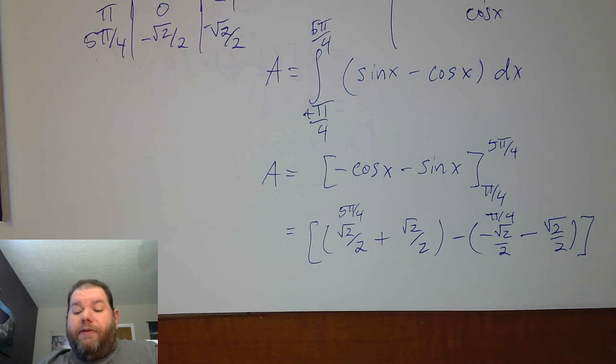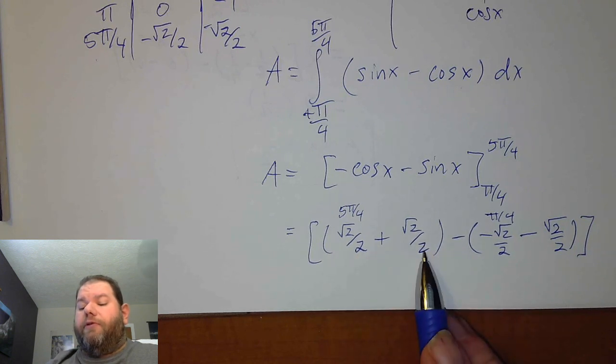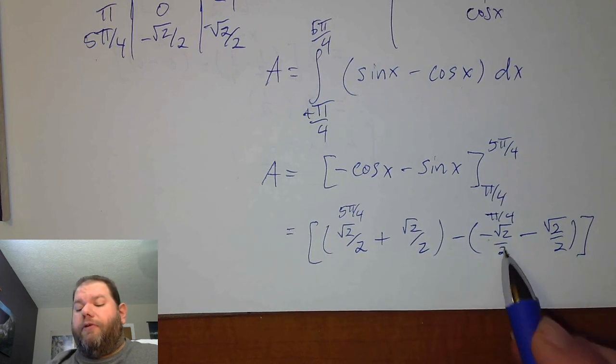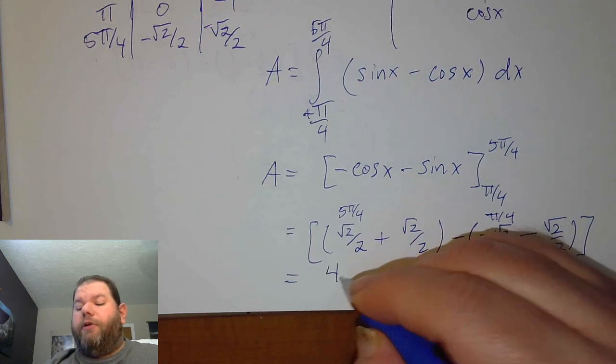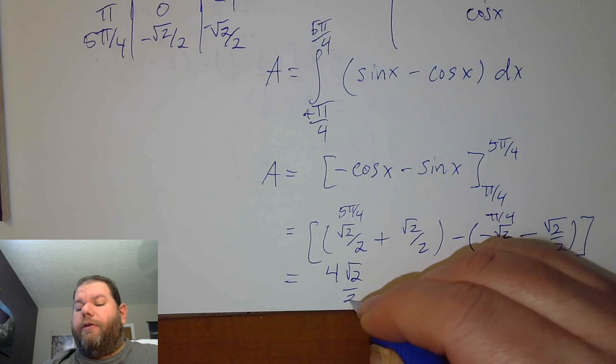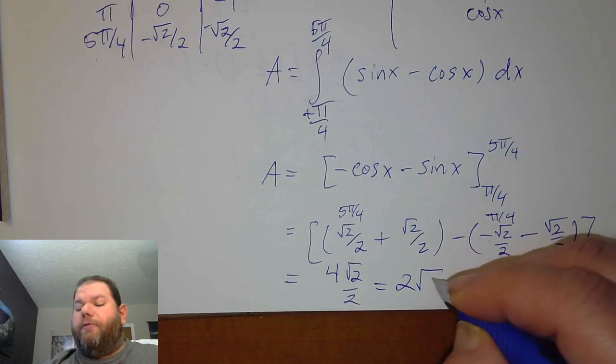And so what happens is we end up with root 2 over 2 plus root 2 over 2 plus root 2 over 2 plus root 2 over 2. So we end up with root 2 over 2 four times, which is 2 times the square root of 2.